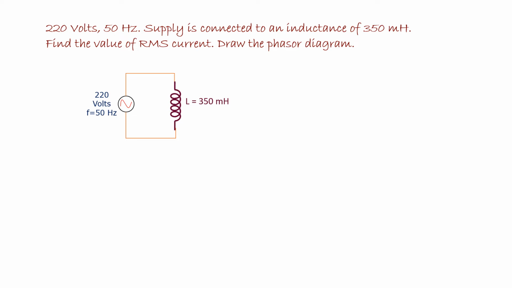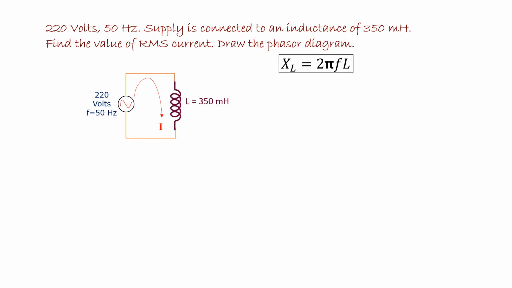The values given in the problem are put on the figure pertaining to this problem. The current I flows in this circuit. The capital I, which is shown here, is the RMS value of the current.